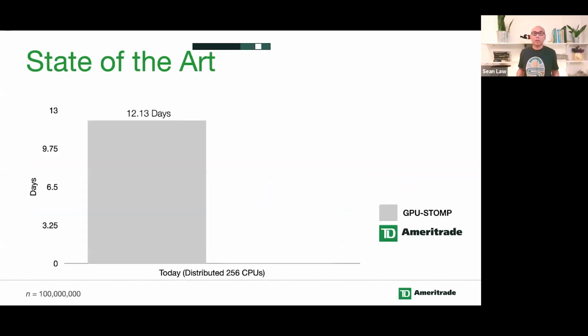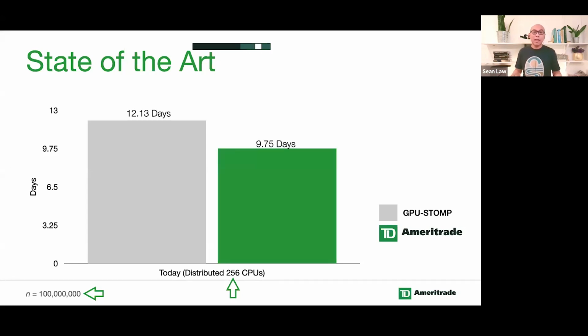Now, thinking about performance, we mentioned earlier the state of the art, right? Computing a matrix profile for 100 million data points using the GPU implementation took the authors 12 days. In our particular case, in our first venture into this, we used 256 CPUs spread across 32 servers, and we were able to compute the matrix profile in just under 10 days, right, on CPUs. Now, this isn't to say that CPUs are faster than GPUs.